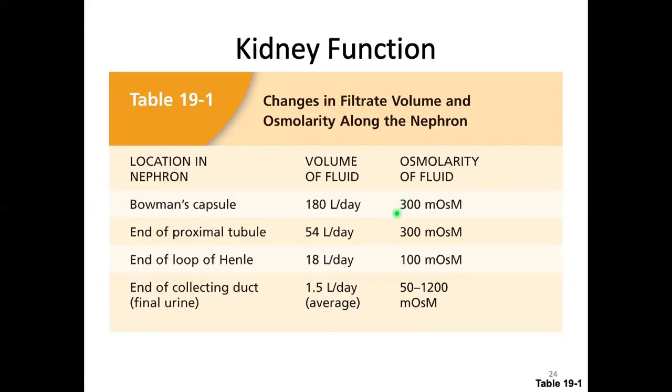Take a look at the osmolarity. So the Bowman's capsule, the osmolarity of that fluid is 300 milliosmoles. That is analogous to your blood plasma. So that's around 0.9%. The end of the proximal convoluted tubule, same thing. Loop of Henle, once we get to the end of the loop of Henle, it's a little bit more dilute. And then at the collecting duct, depending on how hydrated or dehydrated you are, you're going to pull in water or not pull in water. And so that is going to be a range of concentrations depending on how hydrated or dehydrated you are.